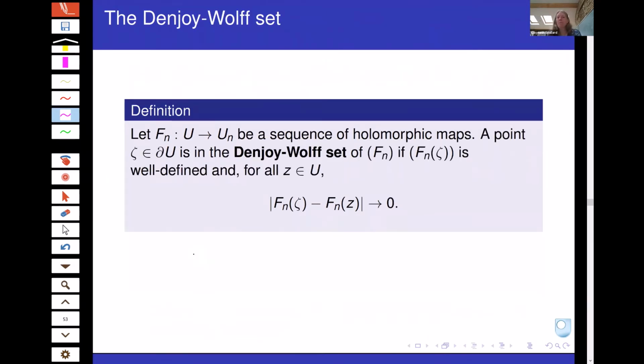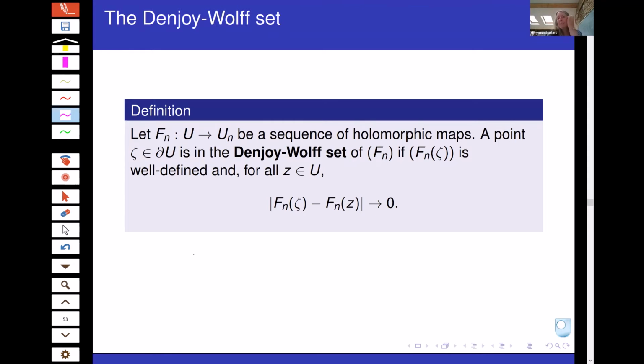Okay, so because that's what we're interested in, I'm going to call this the Denjoy-Wolff set, motivated by the Denjoy-Wolff theorem. So it's in the Denjoy-Wolff set if it's a point on the boundary, if it's well defined, which for wandering domains we don't need to worry about, and it's a point on the boundary which, when you iterate it, so when you apply your sequence of maps, or in your wandering domain, if you keep on iterating your function, it has the same limiting behavior as all the interior points. So we're assuming that all the interior points converge together, and we want to look at this set of points on the boundary that has the same limiting behavior.